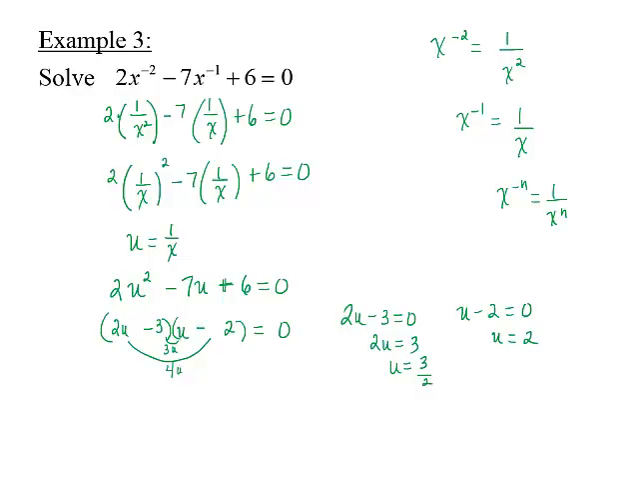But again, I can't stop there, right? I'm not looking for u, I'm looking for x. u is 1 divided by x. So 1 divided by x is 3/2, or 1 divided by x is 2. So to solve that equation, I can cross multiply to get 3x equals 2. So x is 2/3. Or here, 2x equals 1. So x is 1/2. So my solutions are 1/2 and 2/3.